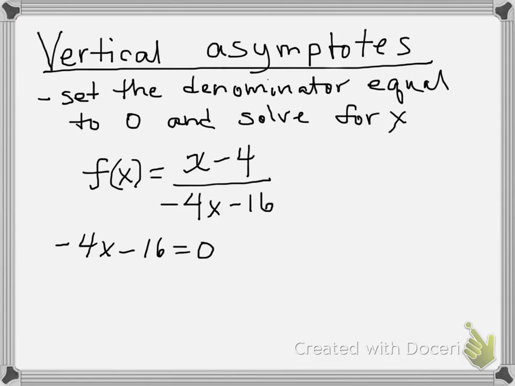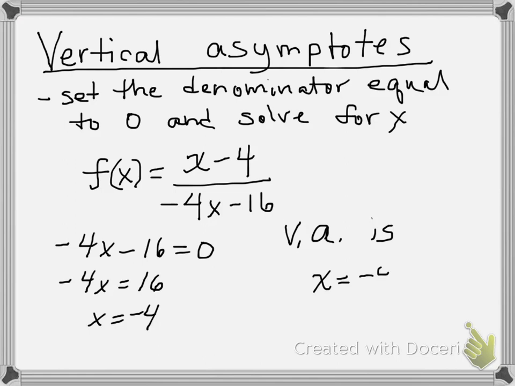All right, I'm going to add 16 on both sides, so I have negative 4x equals 16. And then I'm going to divide both sides by negative 4. And so x is equal to negative 4. So this tells me that I will have a vertical asymptote at x equals negative 4. So I will have a vertical asymptote, that's what VA is, x equals negative 4.